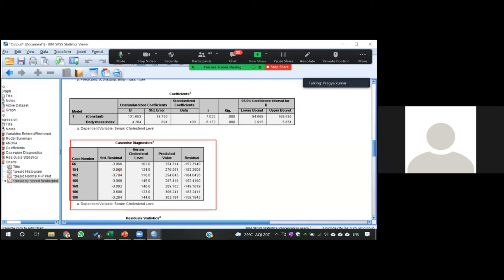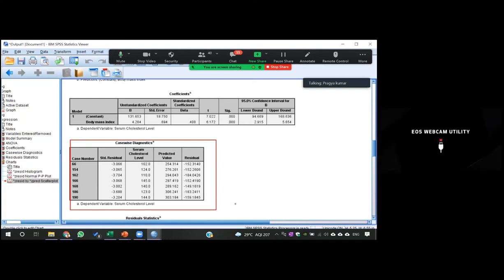Dr. Pragya, if we want to remove some data, how do we actually remove it from the main data sheet? Yes. So what you do is save it with another name. Don't remove from the main data sheet. Save that same SPSS file with some other name, maybe final analysis. And then remove this.